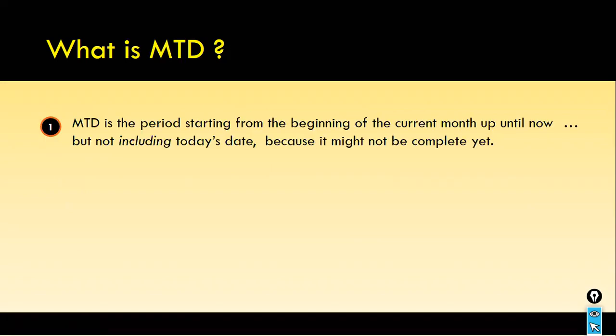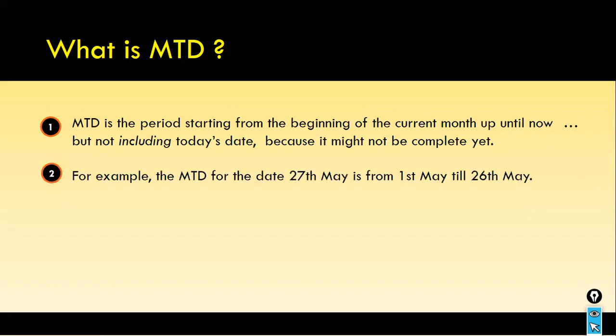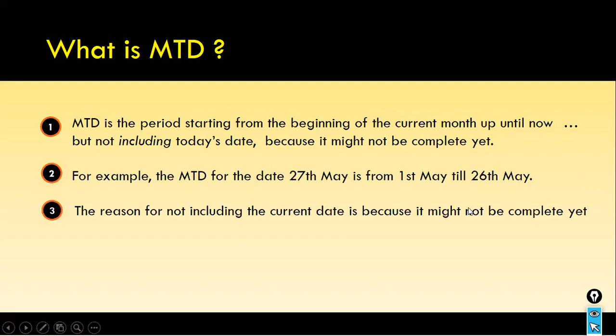And then the month to date, that is what we discussed, right? Month to date is a period starting from the beginning of the current month up until now, but not including today's date because it might not be complete yet. That is the example I have given you here. The reason for not including the current day is that it might not be complete yet. This is the one you need to remember.